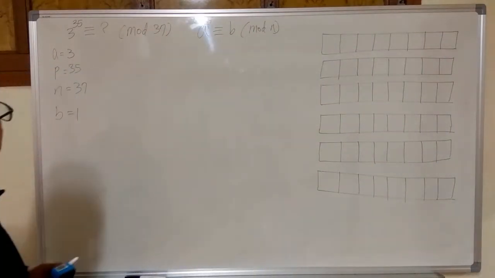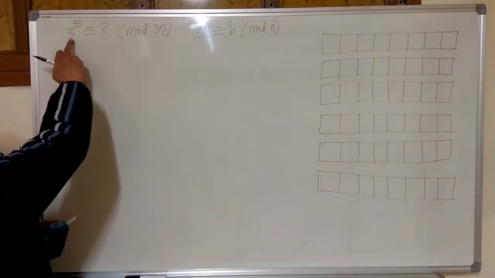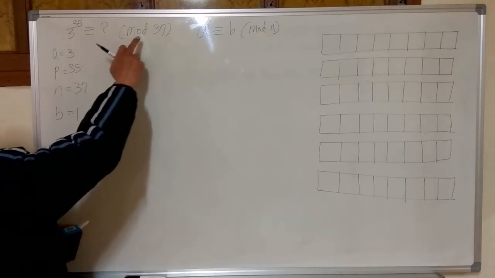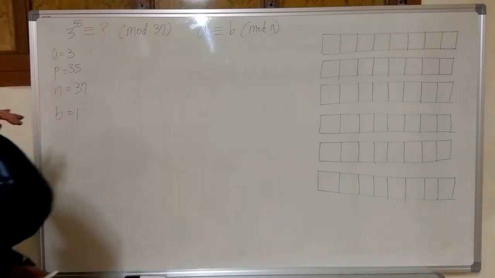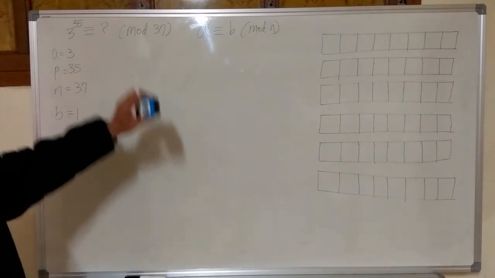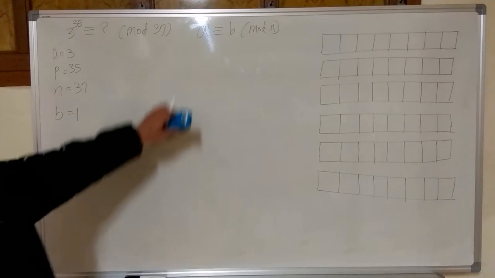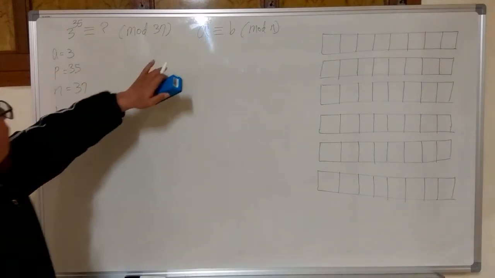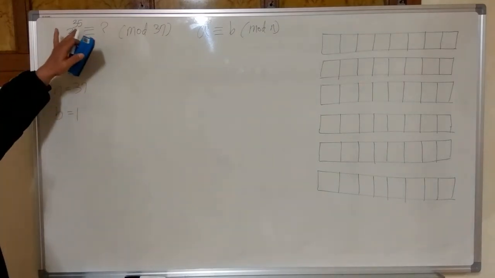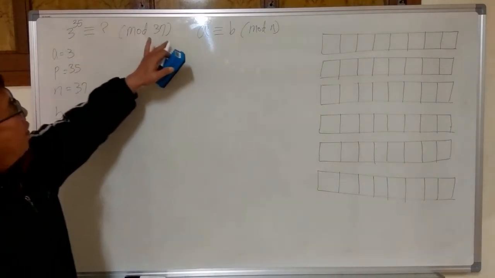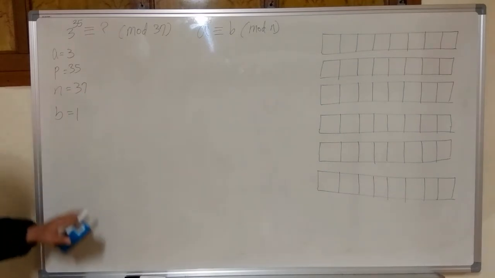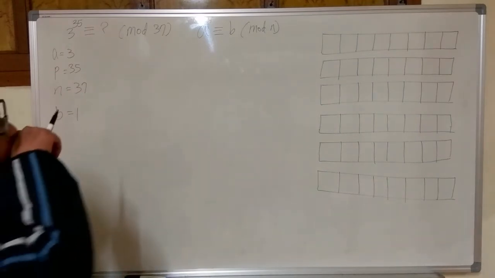Now I am going to explain how to evaluate 3 to the 35th power mod 37. How are we going to implement this algorithm in C++? Say A is 3, P is 35 here, N is 37, and B is initially 1. So we implement it like this.